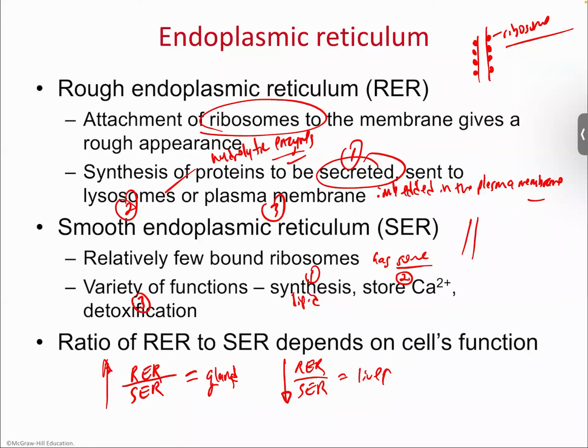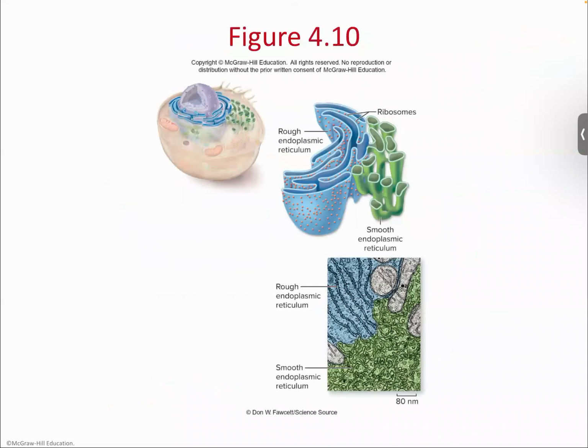That's because of what the liver does for a living. One of its big jobs is detoxification, so that means you're smooth ER dominated. As a liver cell, you're not really going to be secreting stuff, and you're not going to be making a ton of lysosomes. You'll have membrane protein, so your rough ER will be there and doing stuff, but really what you're doing is smooth ER. You're detoxifying. That's what you do for a living. That's your thing.